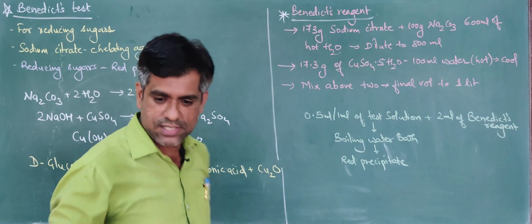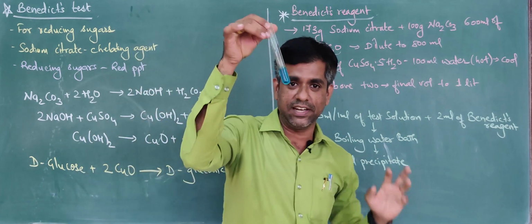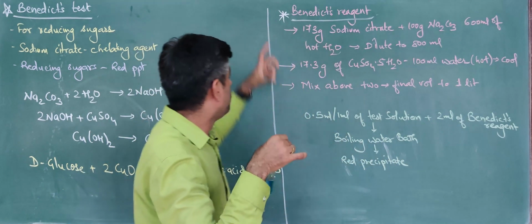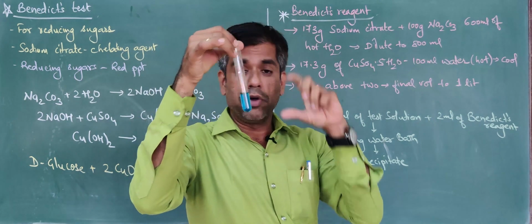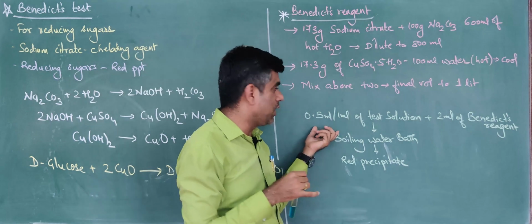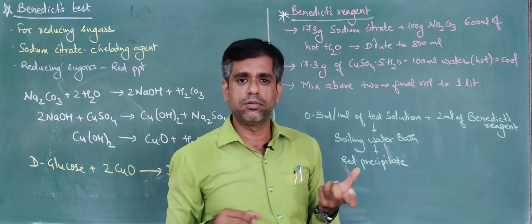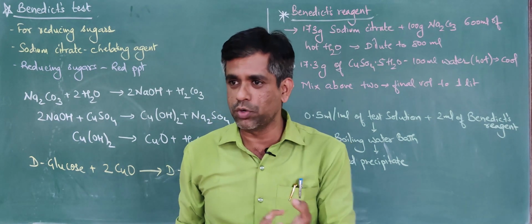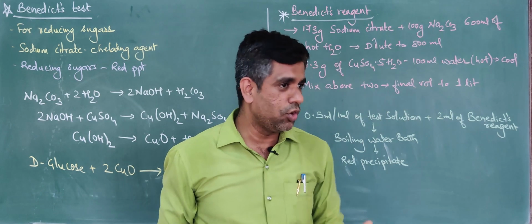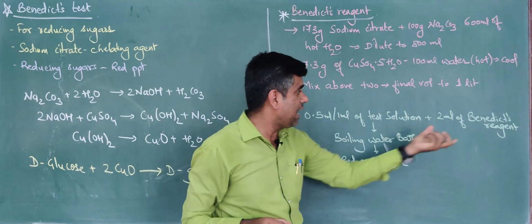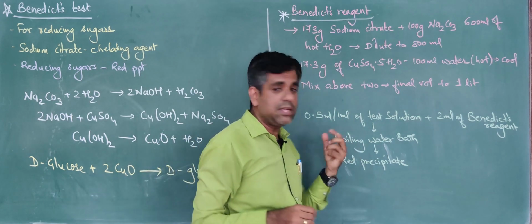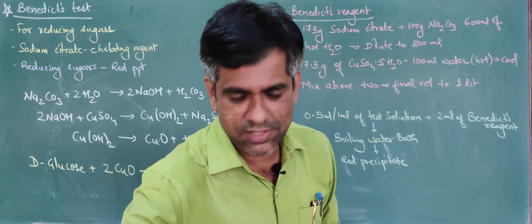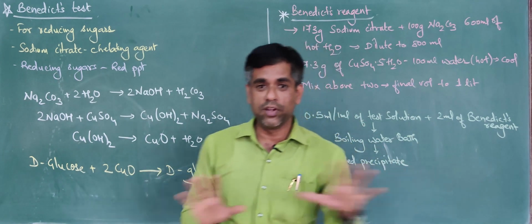Yes. So I have this Benedict's reagent ready now, right? After mixing both of these, this is the Benedict's reagent. To perform the actual test, I'll take around 1 ml of my test solution, the extract or wherever I want to find out if reducing sugar is present or not. To that 1 ml, I'll add 2 ml of my Benedict's reagent, and then I'll put it in the boiling water bath. Please keep it in a boiling water bath for 1 or 2 minutes.